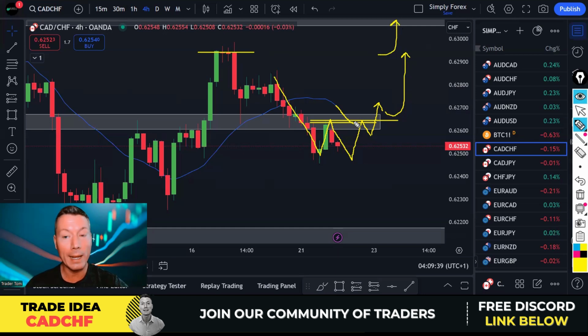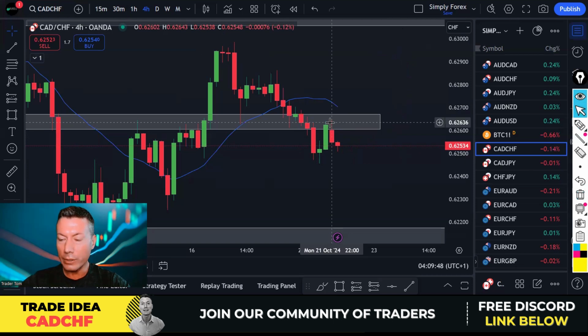It's so important that you plan your trade, guys. And this is exactly what this is. I need the break of that H4 structure. So yeah, Canadian dollar, Swiss franc, guys.